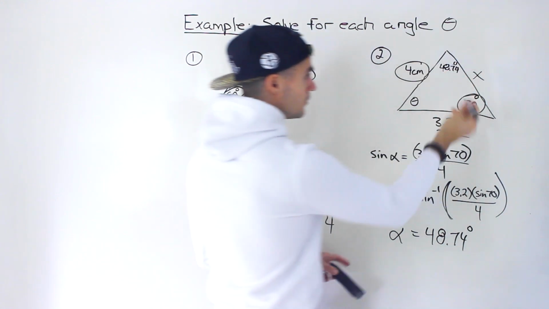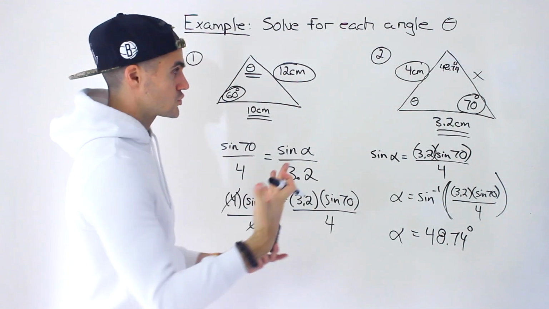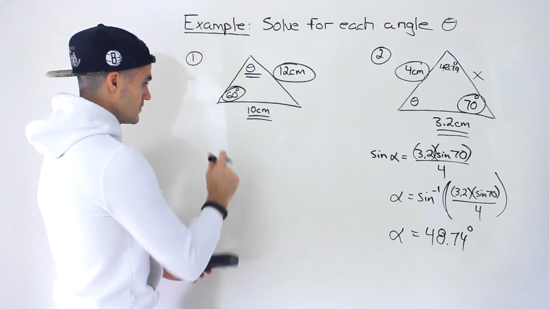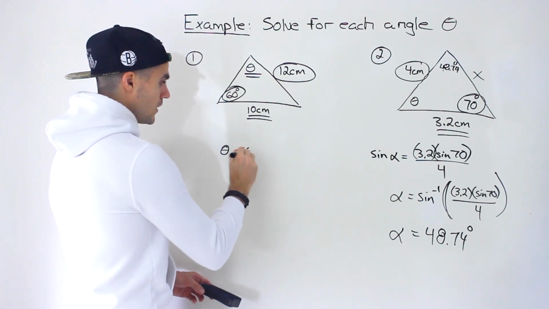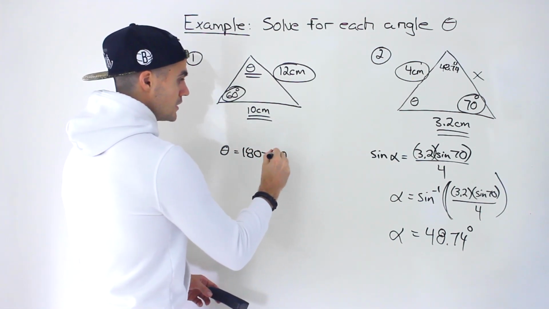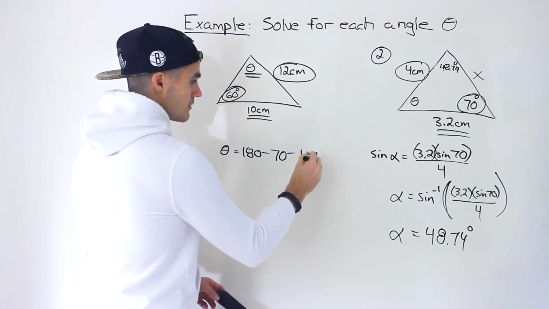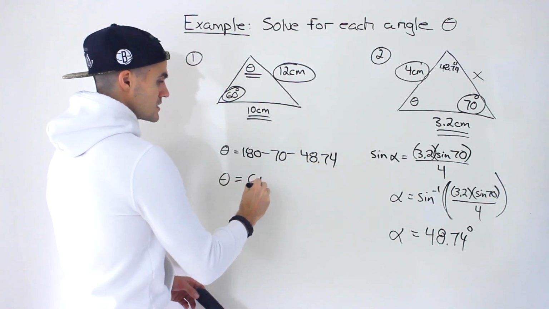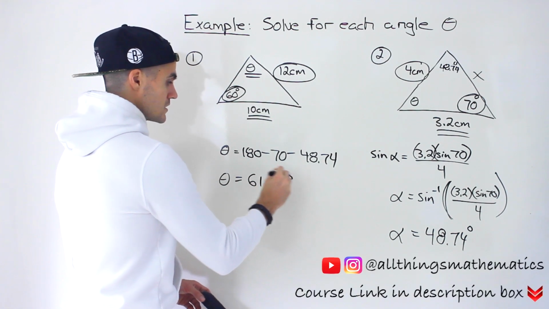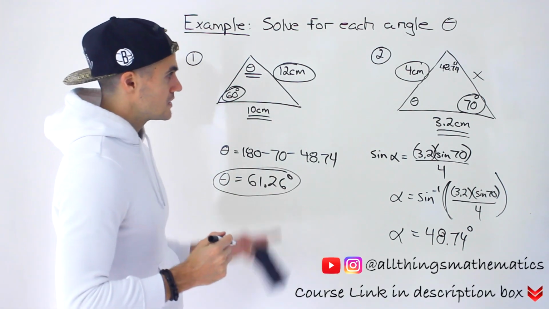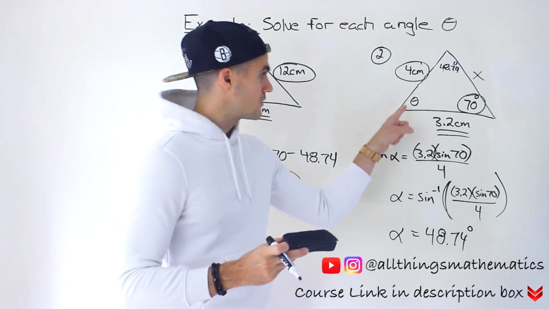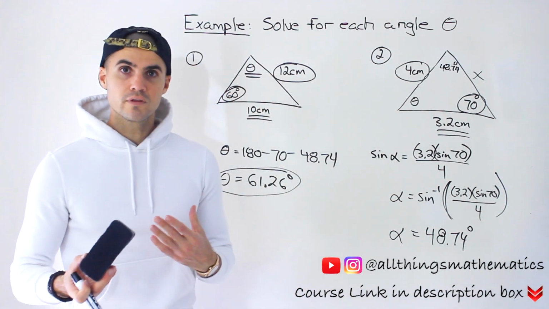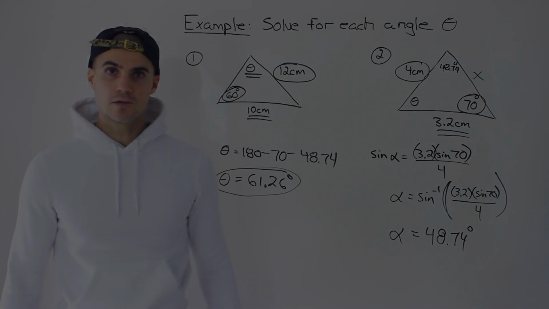Well, now notice we got two angles in a triangle, so solving for that third angle, again, it's going to be easy. The theta is just going to be 180 minus the 70 degrees minus the 48.74, and then when you do that, you'd end up with 61.26 degrees, like that. Right, so that ends up being the final answer for this angle, theta. So again, different ways to solve for these angles depending on the triangle that you're given.